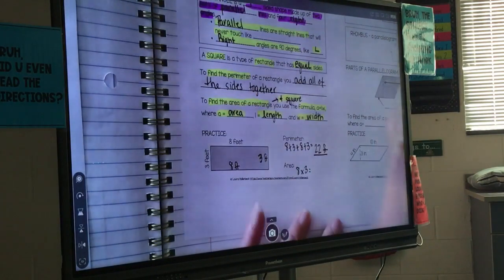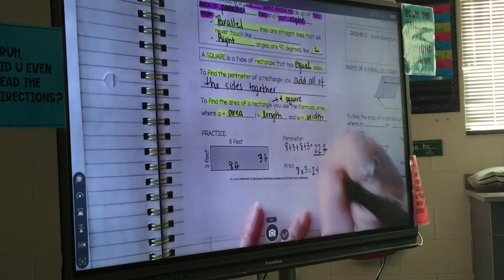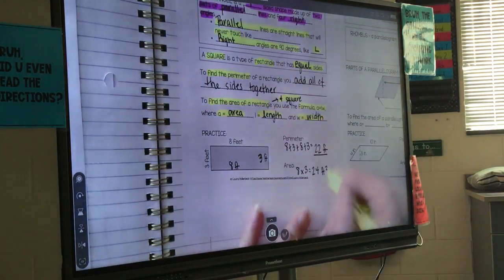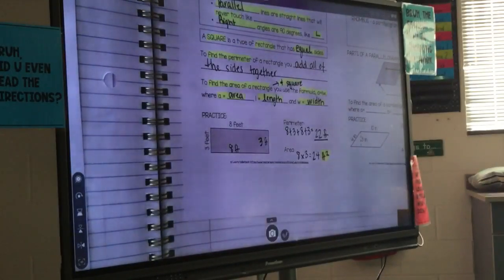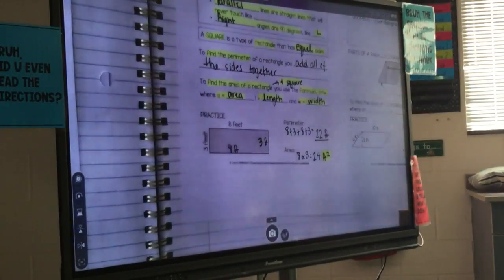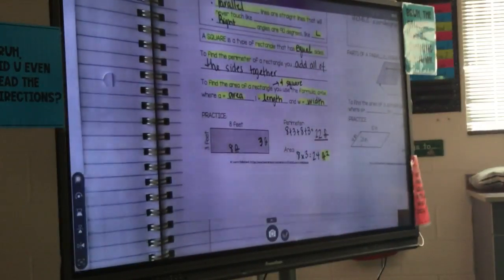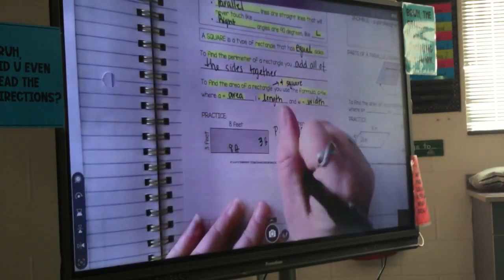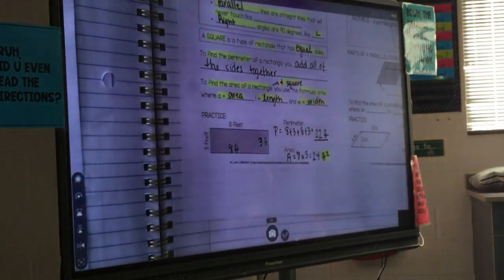Angel? 24. And this is where it's different. So it's 24 feet squared. This is going to be the part that kills you guys. That feet squared. You have to add units squared when you're doing area. So this is perimeter equals, and this is area equals. Thumbs up when you're ready to move on.